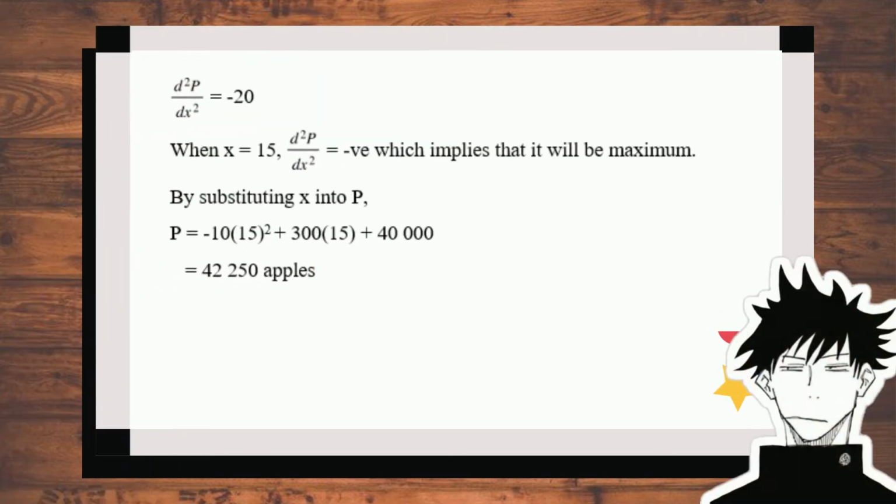Now we know how many trees need to be planted, but we need to do the second derivative test to know whether the production will be at a maximum or minimum value. When we differentiate it for the second time, it will be negative 20. Therefore, when x equals 15, the second derivative is negative, which implies that it will be a maximum if we look at a graph. By substituting x into P, the value of P will be 42,250 apples.